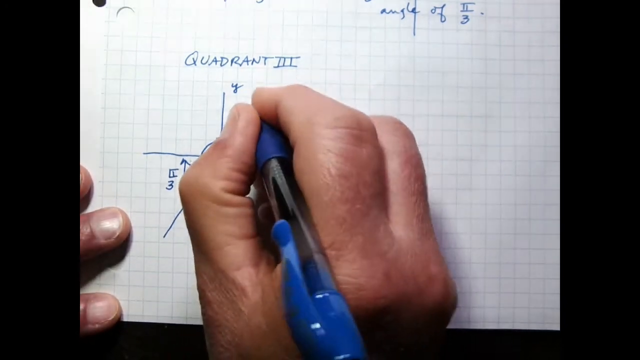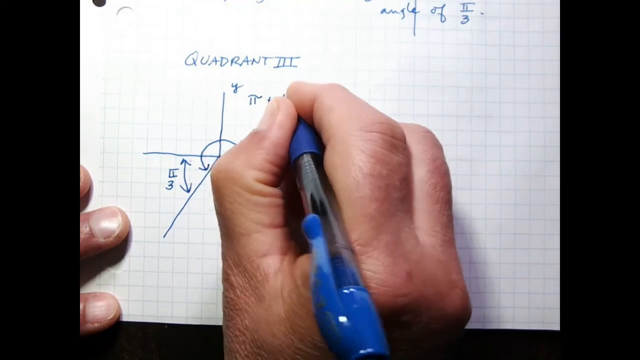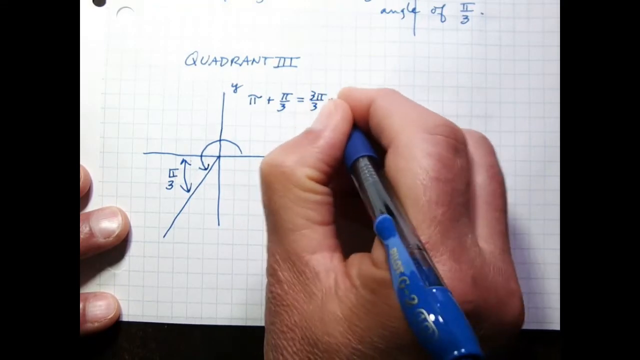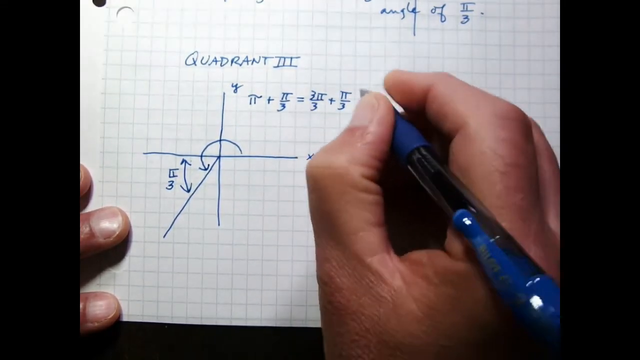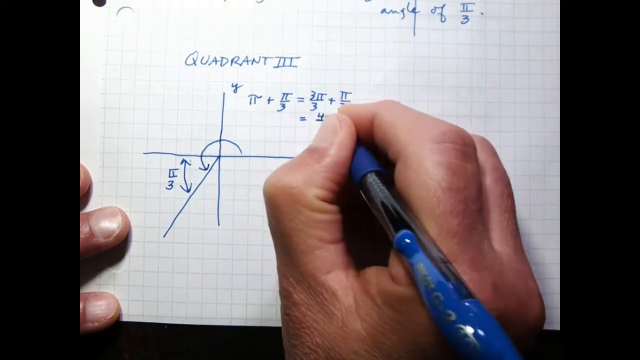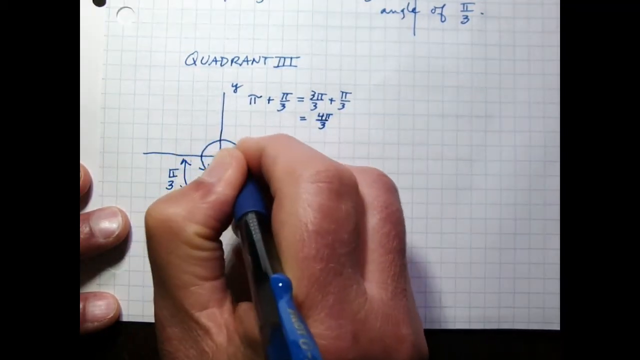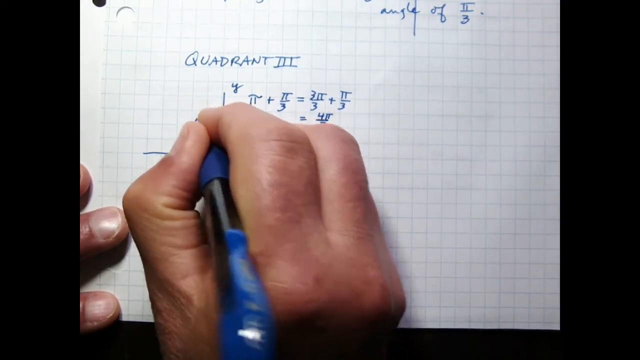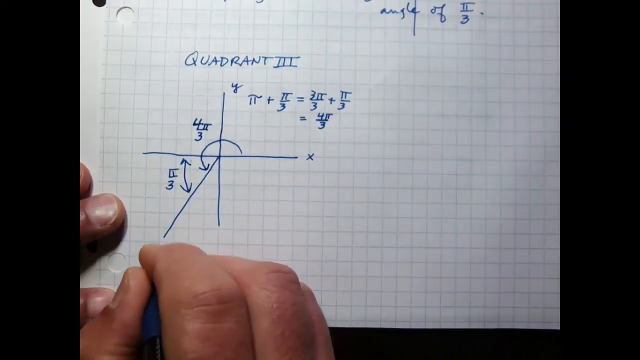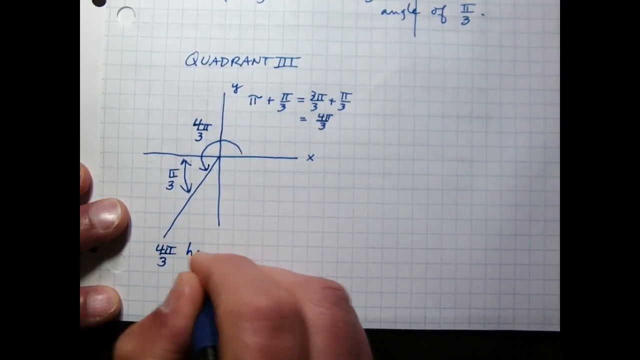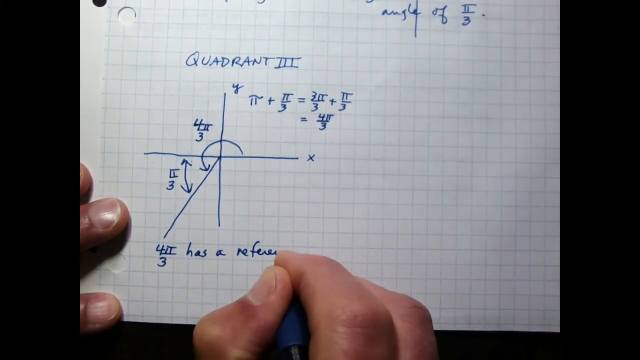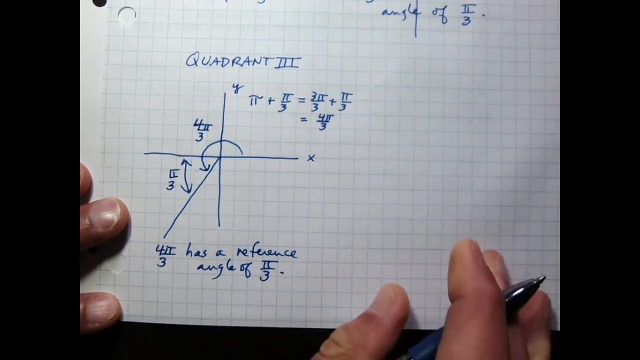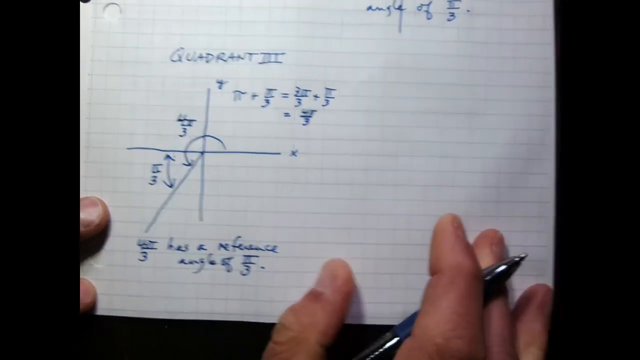And we can get it by taking pi radians plus pi over 3 more. And just like we just used 3 pi over 3, we can do that again. Plus pi over 3, common denominator is going to give me 4 pi over 3. So this angle is 4 pi over 3. And we can say 4 pi over 3 has a reference angle of pi over 3. I just want you to see that language too. Okay. Now quadrant 4, one more.